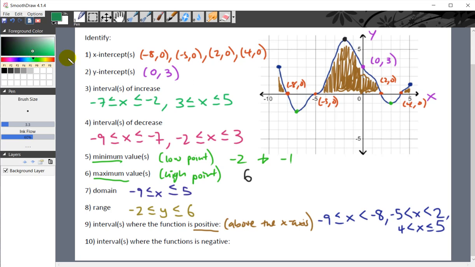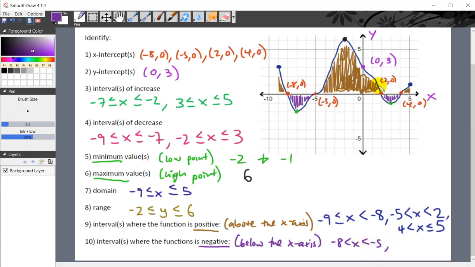Okay, let's look at negative. In order to identify where it's negative, this represents where the function is below the x-axis. I'm just going to shade this in to help you guys out. These purple regions here represent where it's below the x-axis. So clearly what I see here is from -8 to -5. As you can see, that's going to be below the x-axis, so I'll write that there. Oh, -5, I'm sorry, -5.